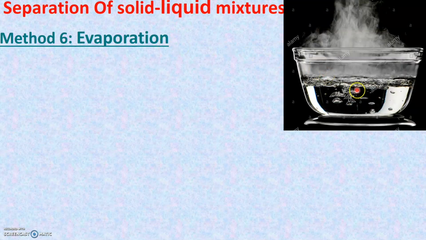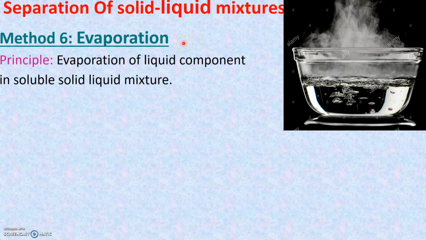Now look into this picture here. We all would have seen this at least once, isn't it? Yes, it is water that is boiled and it gets converted to water vapors, like how you see here in this picture. Or otherwise, water that is in the liquid form on heating gets converted into vapor form. This is nothing but evaporation. This method of evaporation is based on the principle of evaporation of liquid component present in a soluble solid liquid mixture.